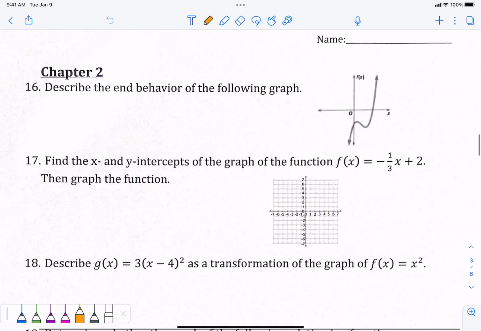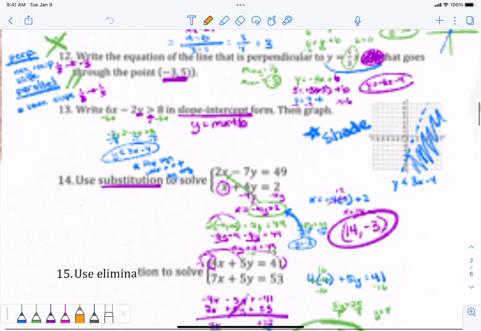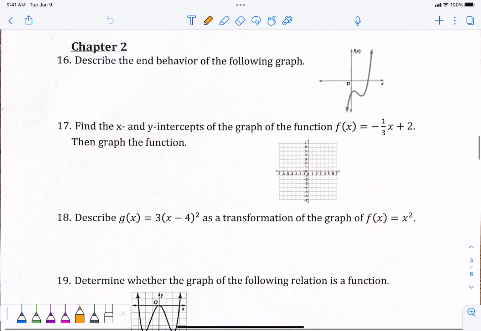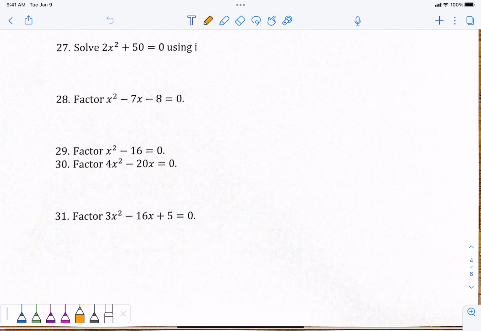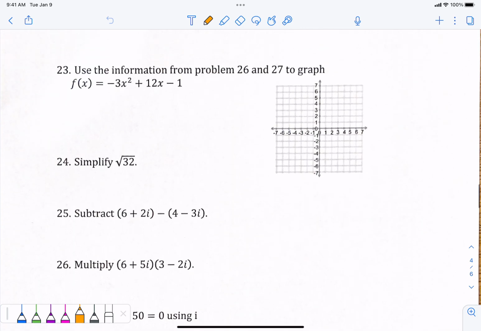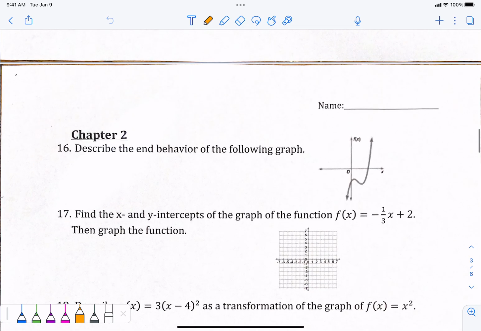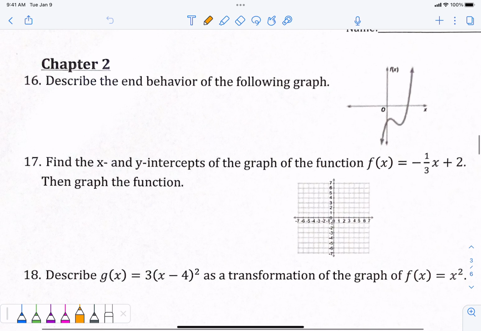We are starting with number 16, and this is day 2 of the semester review paper. I think we're going to try to get through maybe just to 31, all the way to the bottom. That's a lot of stuff. We'll see how long it takes. We might stop early. Okay? So 16, describe the end behavior.